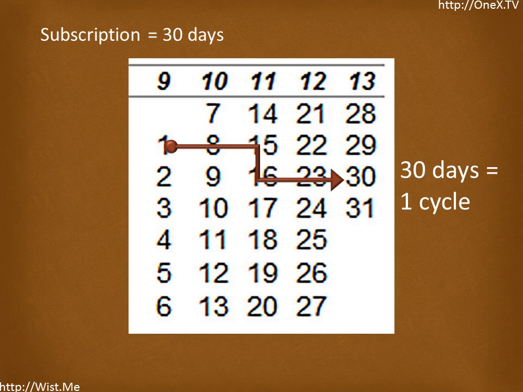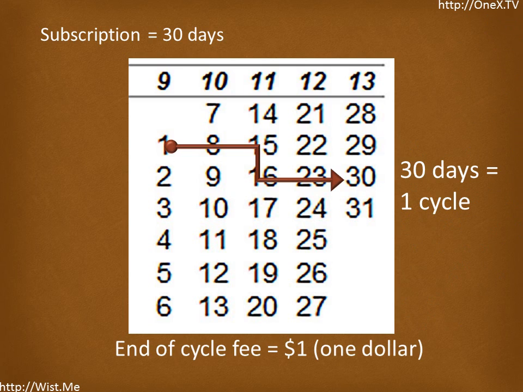So a cycle is 30 days, and at the end of the cycle you have to pay the end of cycle fee, and the end of cycle fee is $1. That is $1 to stay a member of QLxChange. Now this dollar does not give you any other right than that you are a member of QLxChange. If you want to make money, then you have to be a full member. We're going to look at this now.